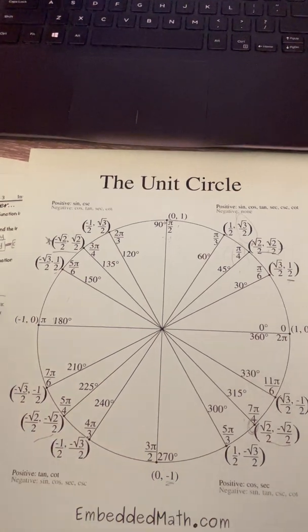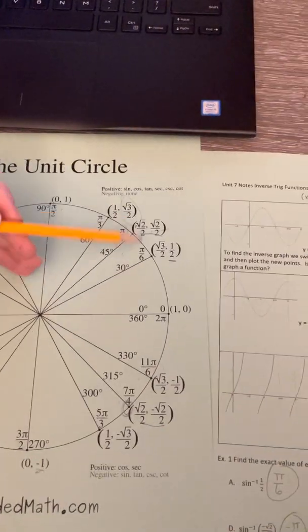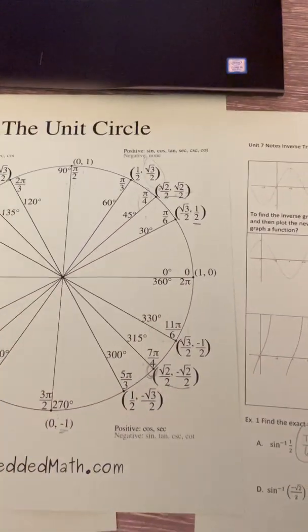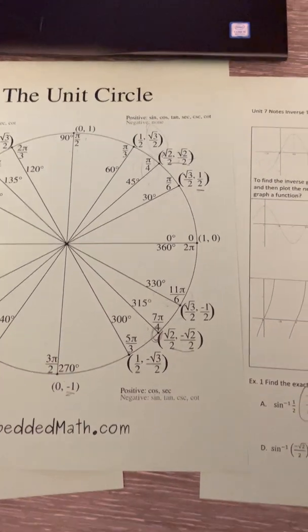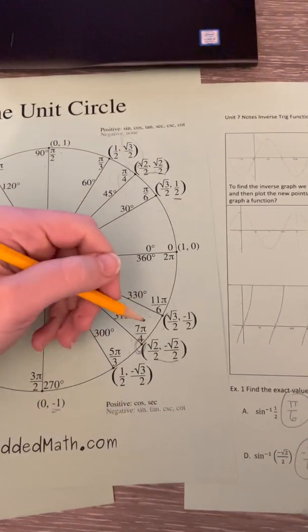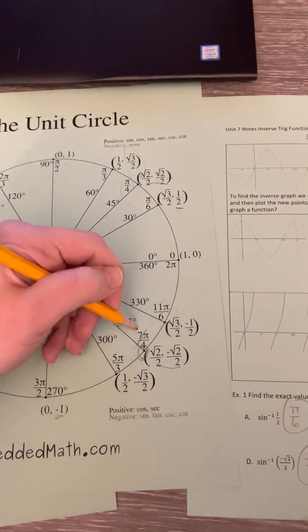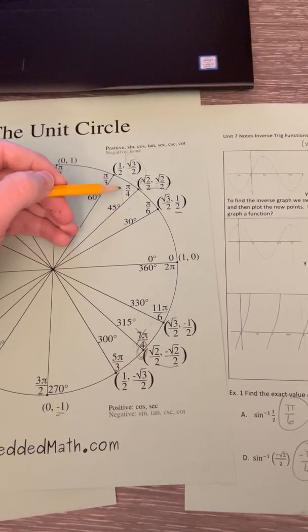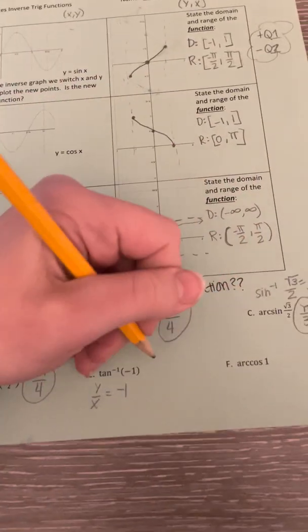Oh, wait, I messed up. Nope, this is cosine. Tangent has to go up and down. Sorry, this is why it's good to have your little notes out. So I was correct the first time. It has to be down here. So it's not going to be 7 pi over 4. It's actually going to be negative pi over 4.